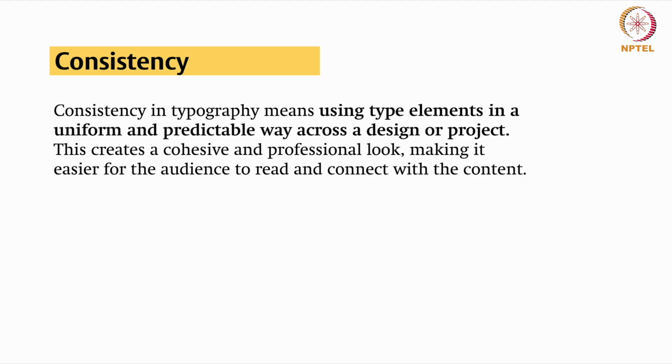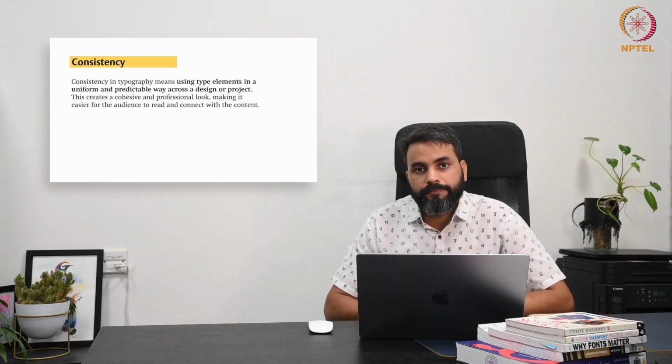Another thing is consistency. Consistency in typography refers to the uniform and predictable use of type elements throughout a design or a project. It ensures that the text appears cohesive and professional, making it easier for an audience to understand and engage with the content. So, how can this be achieved?